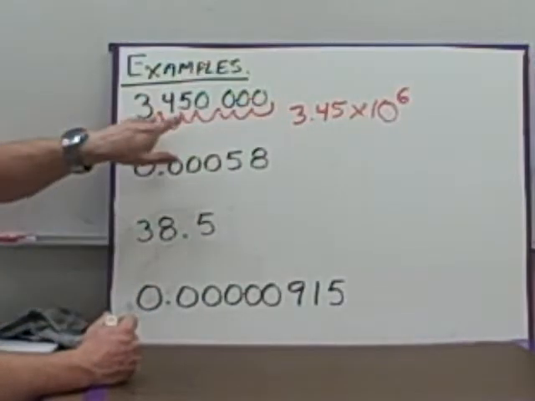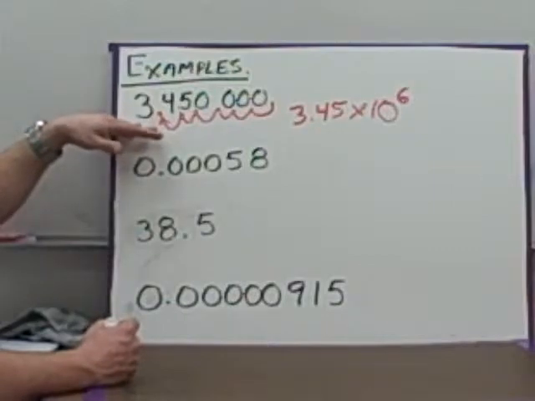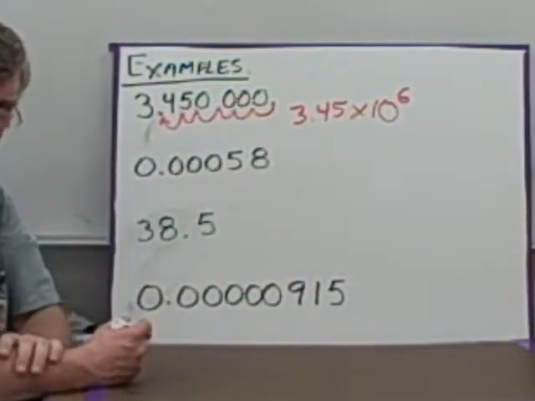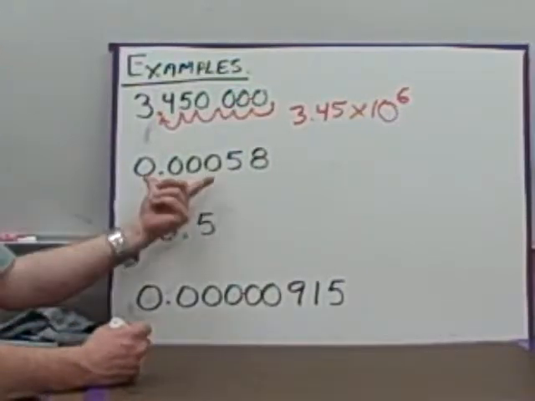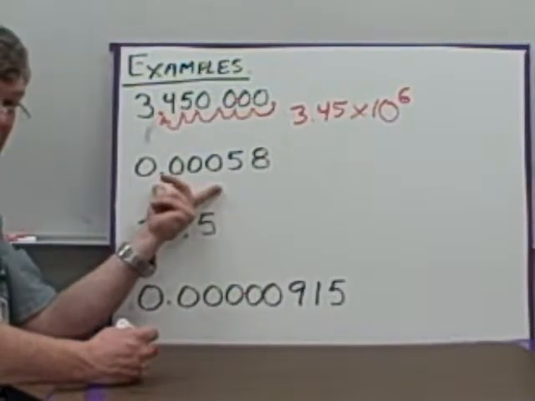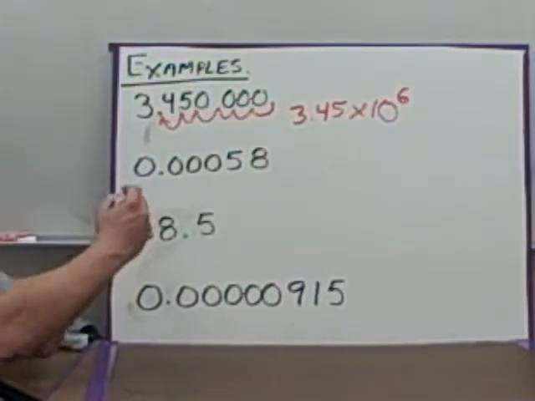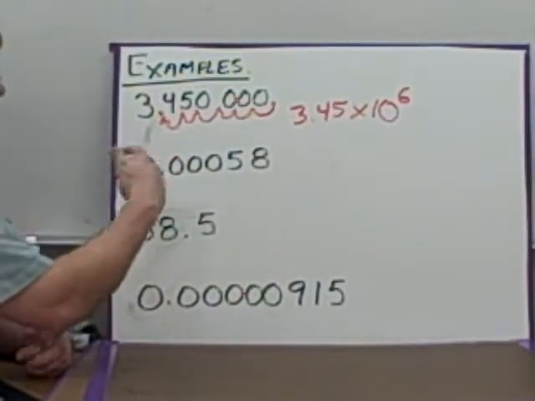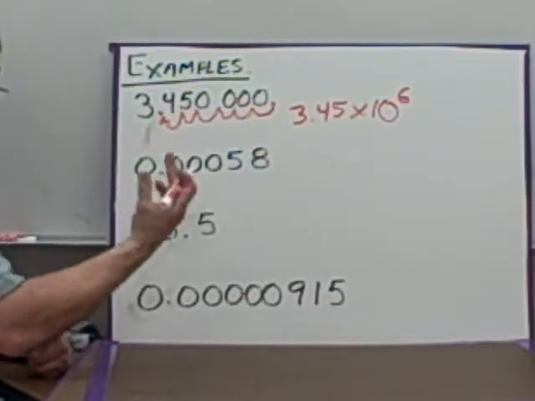It starts off as a really big number, it's millions. If it starts off as a really big number, you're going to have a positive exponent. If it starts off as a really small number like this one, it's going to be a negative exponent. Again, I'm also going to be moving to the right here, which means I'm going to have a negative exponent. Two ways of testing that.